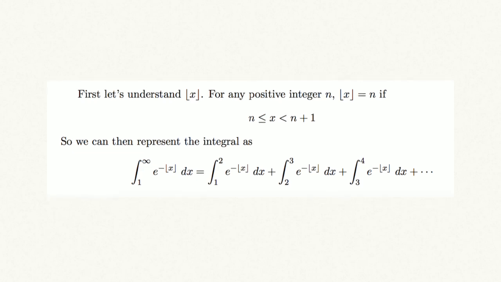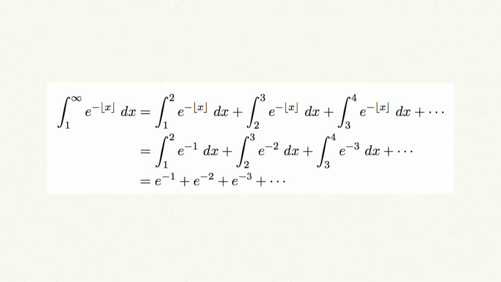The integral from 1 to 2, the integral from 2 to 3, the integral from 3 to 4, etc. And the reason for doing this is because the floor function is constant in the interval 1, 2, and the interval 2, 3, and the interval 3, 4, etc. So this will make integration easier. The value of the floor of x in the interval 1, 2 is 1. In the interval 2, 3 is 2, in the interval 3, 4 is 3, etc.